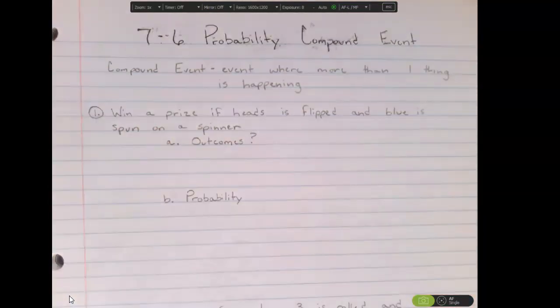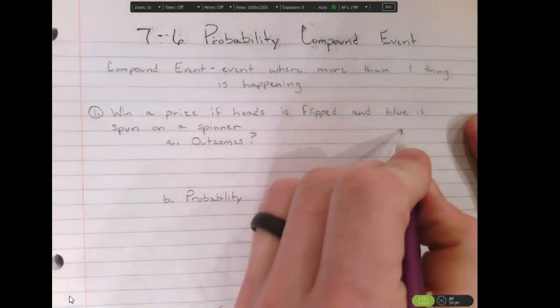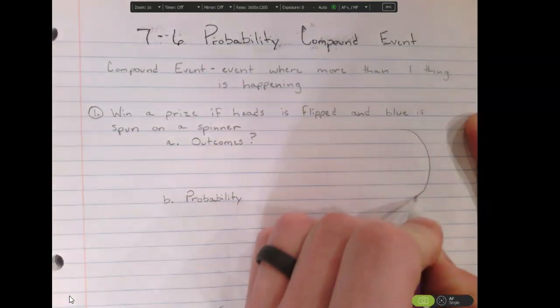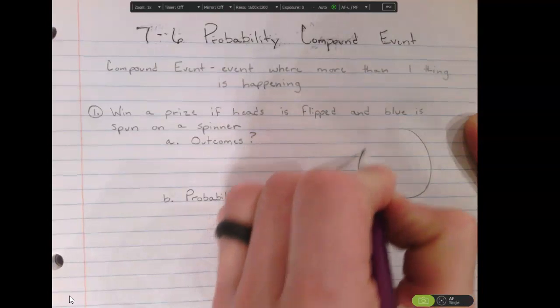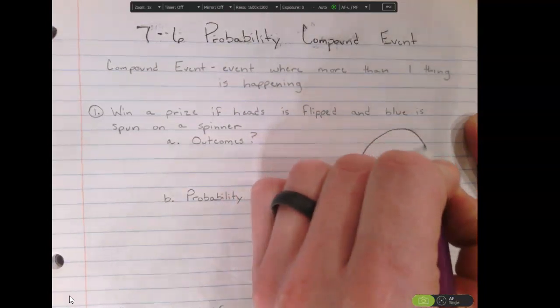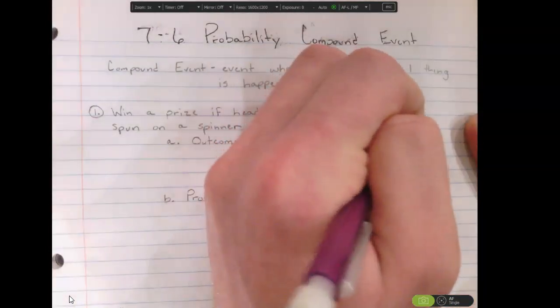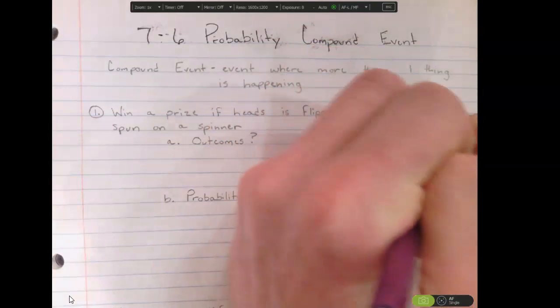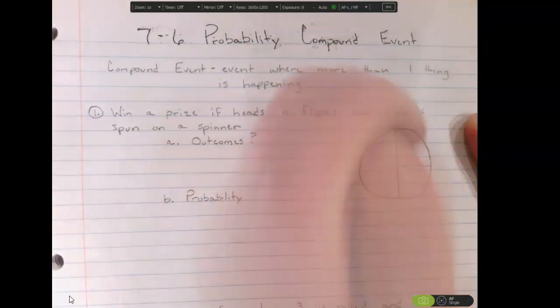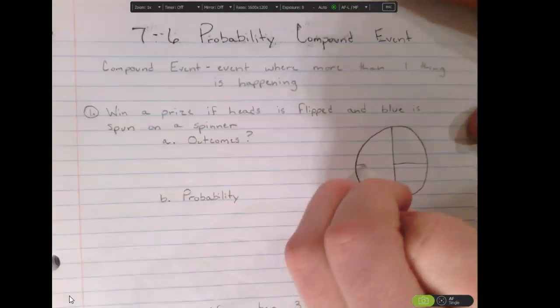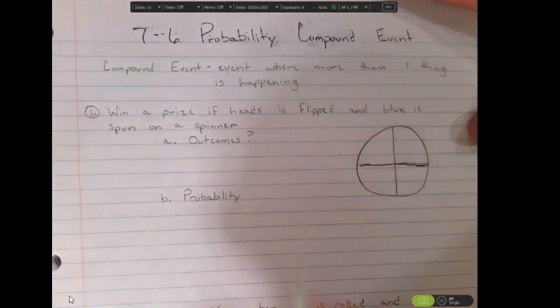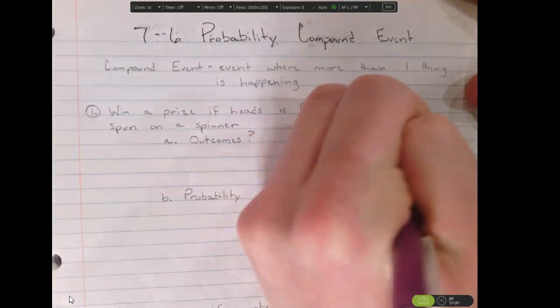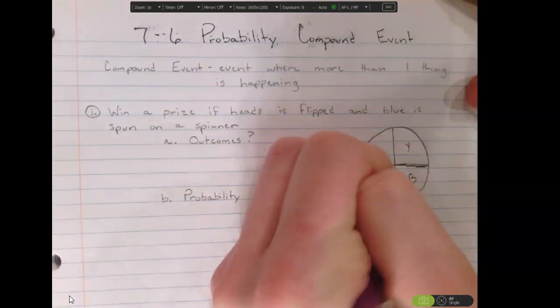Problem number one. You win a prize if heads is flipped and blue is spun on a spinner. So for your spinner, let's draw our notes. Let's create a spinner. Make a circle, almost like the game Twister. A game Mr. Garrett has not played in a very long time. All right, so there's your spinner. We'll say red, yellow, blue, and green.